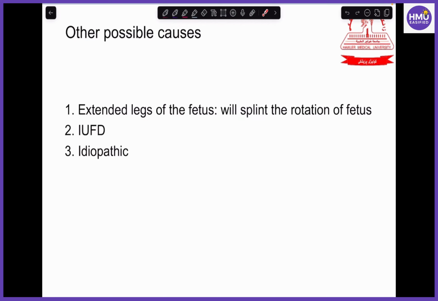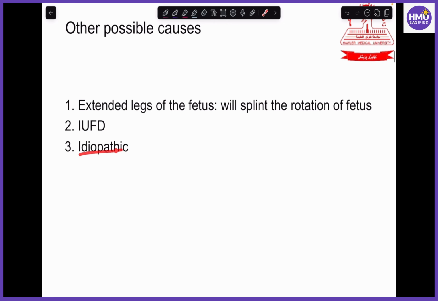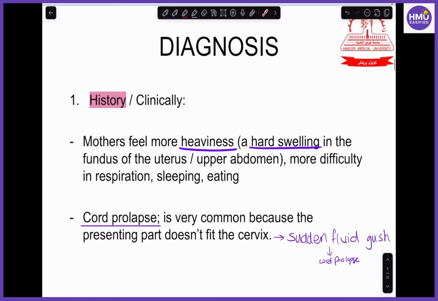If the legs are extended, they act as a splint, and it will splint the rotation of the fetus. And in IUFD, there will be loss of tone and movement. And some cases are idiopathic.